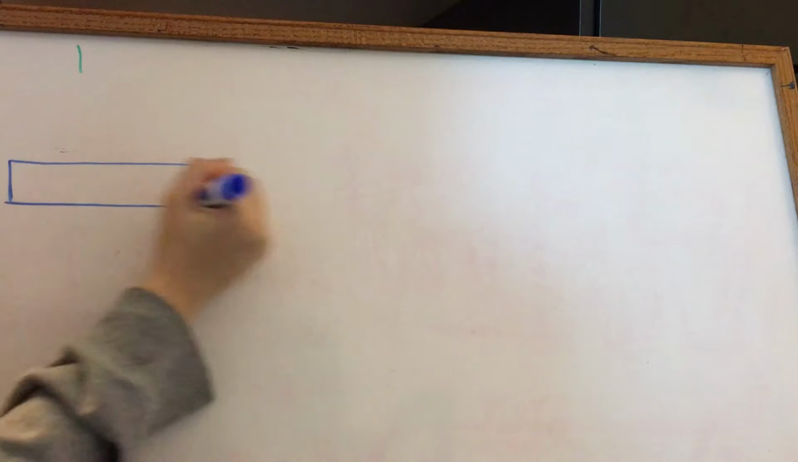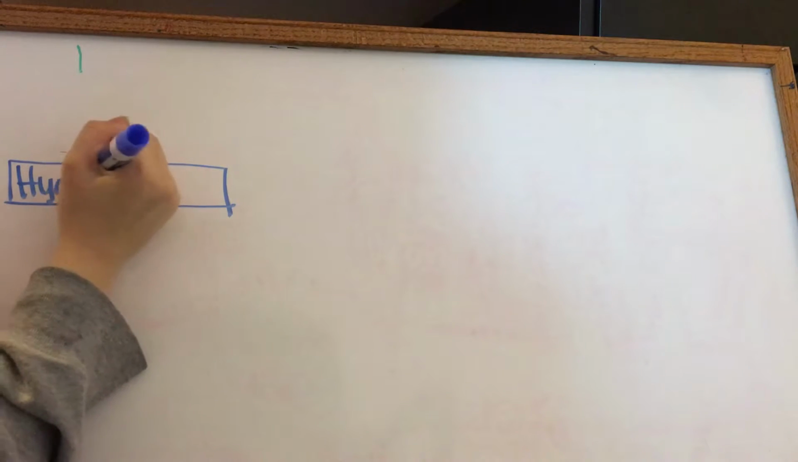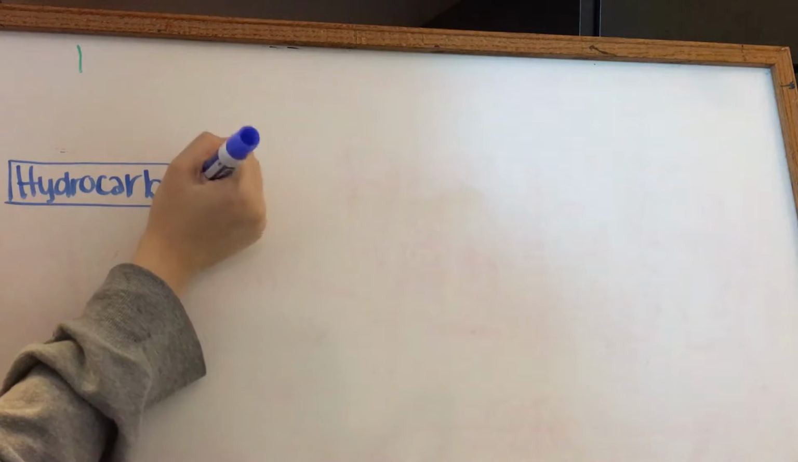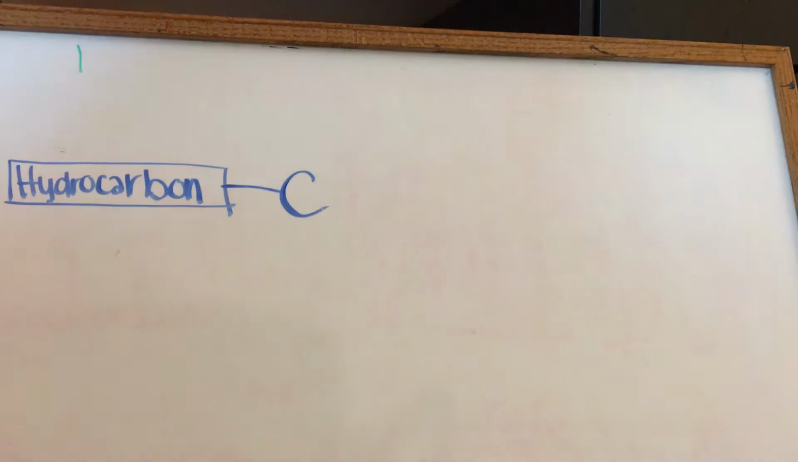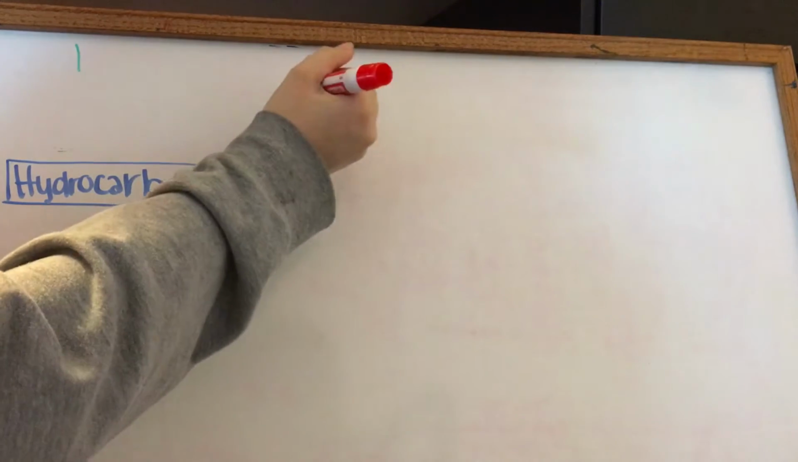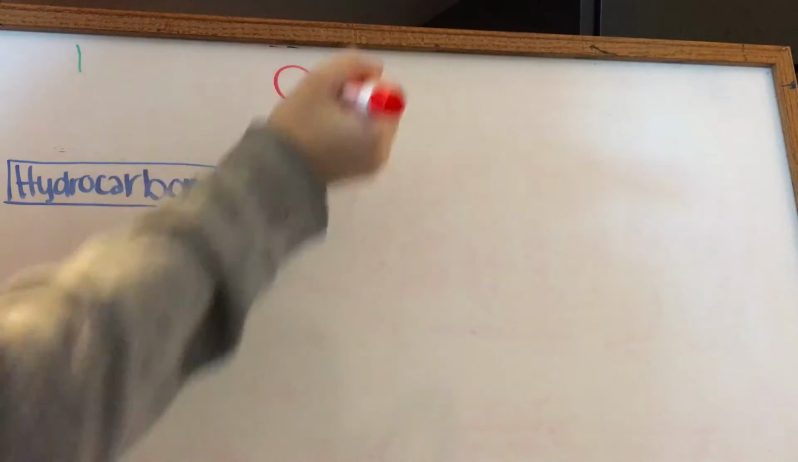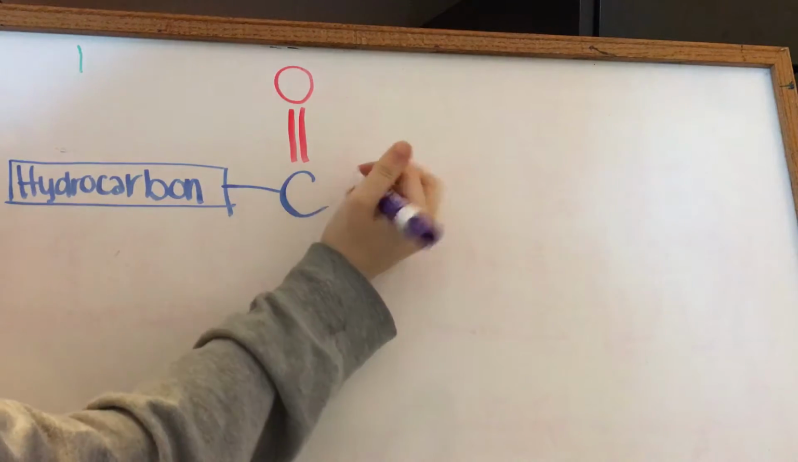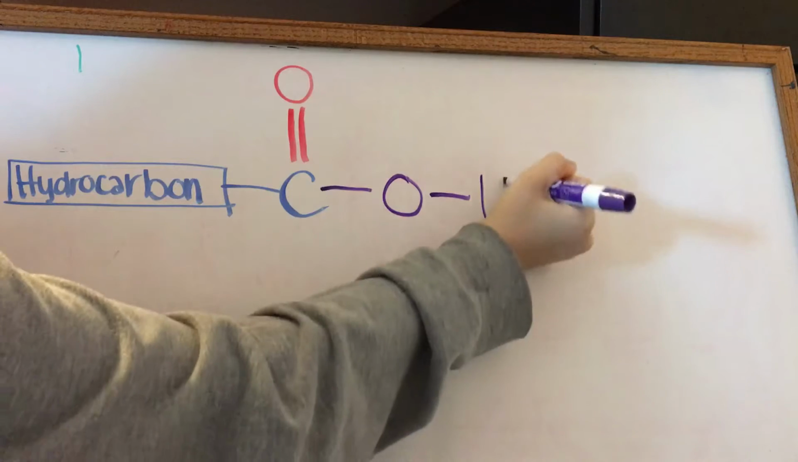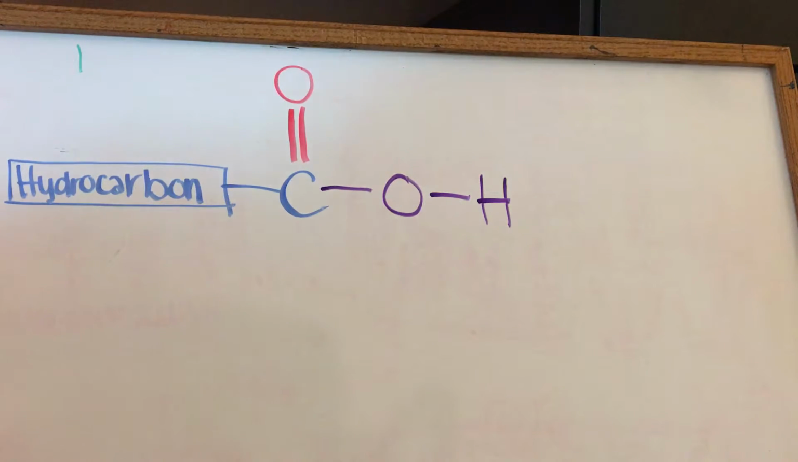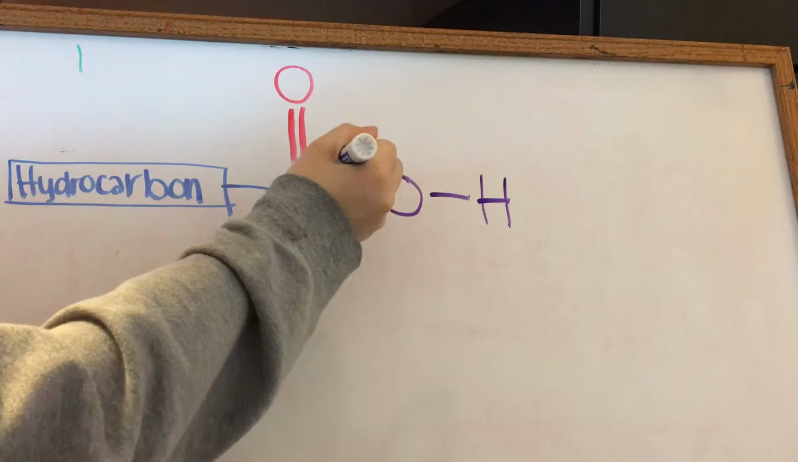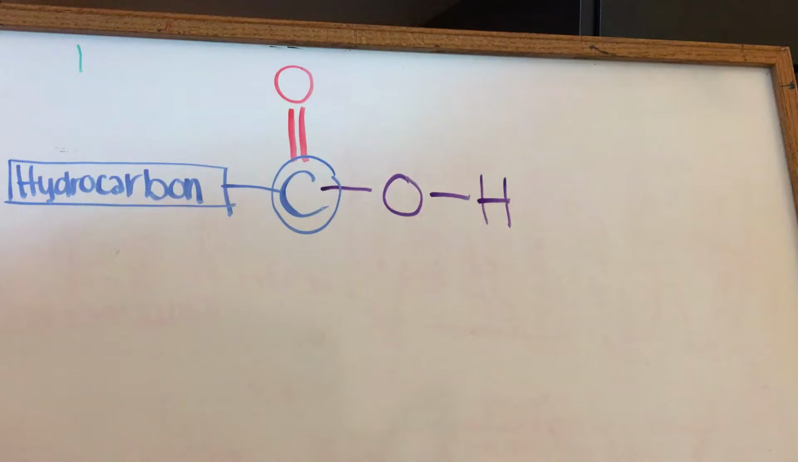A carboxylic acid contains a carboxyl functional group attached to a hydrocarbon. So we'll start off with the hydrocarbon. Now, a carboxyl group contains two components: a carbonyl group, which is a carbon double bonded to an O, and a hydroxyl group, also attached to the same carbon. Now, this carbon is known as the carbonyl carbon.